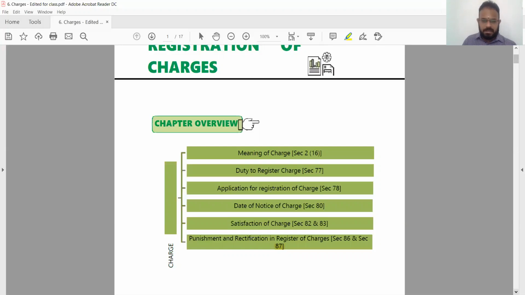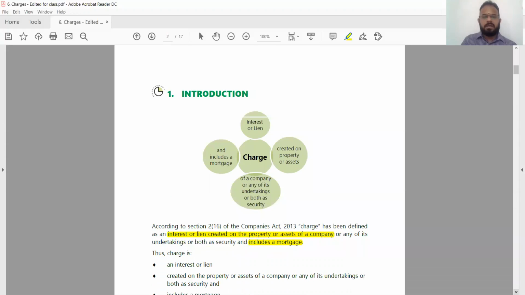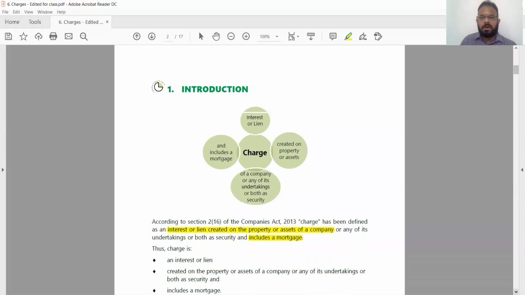For our easy understanding, I have already underlined the keywords, so we can go through, take the concept and finish it very easily. Now shall we go one after another? Yes, charges. Charges means what? It is an interest or lien.